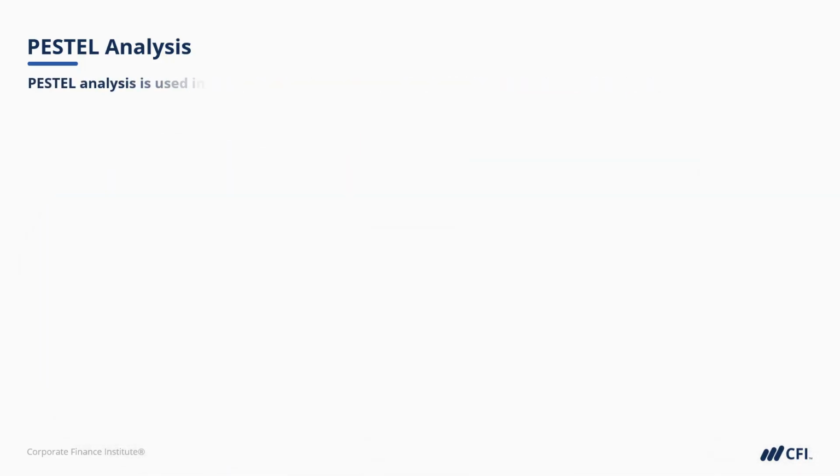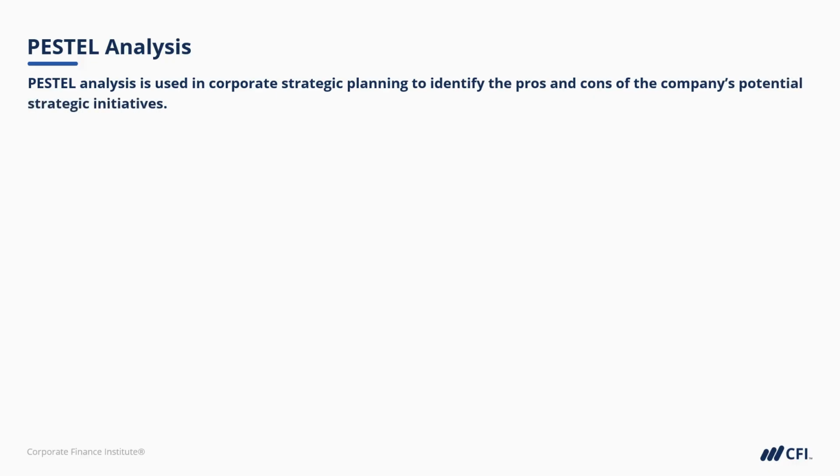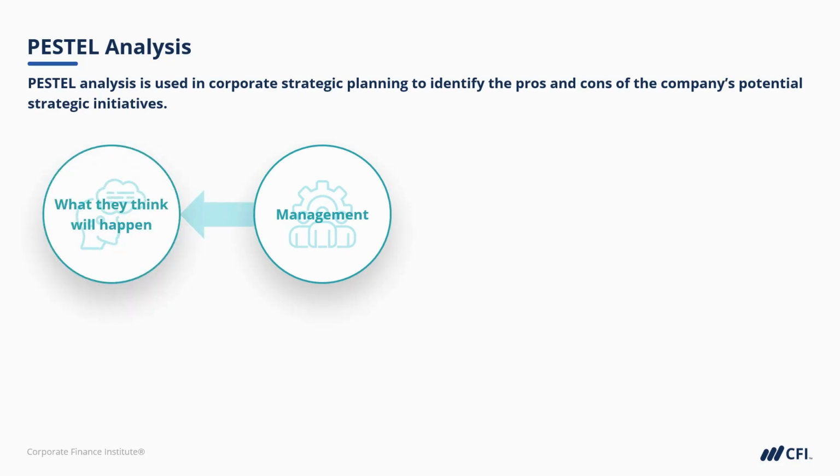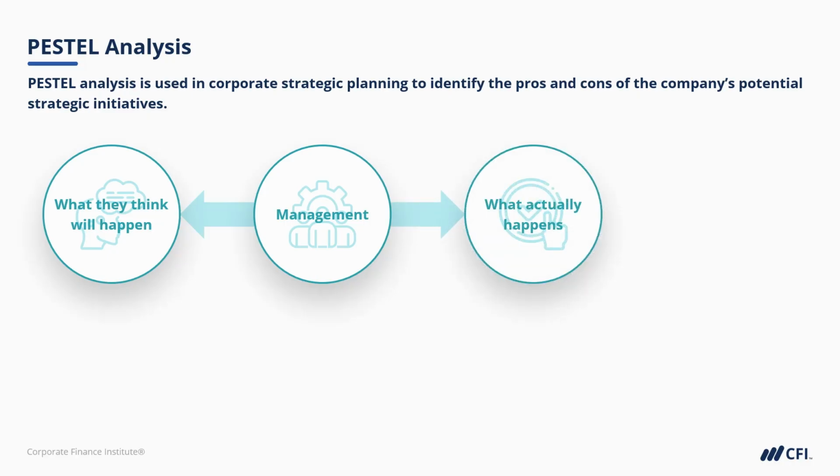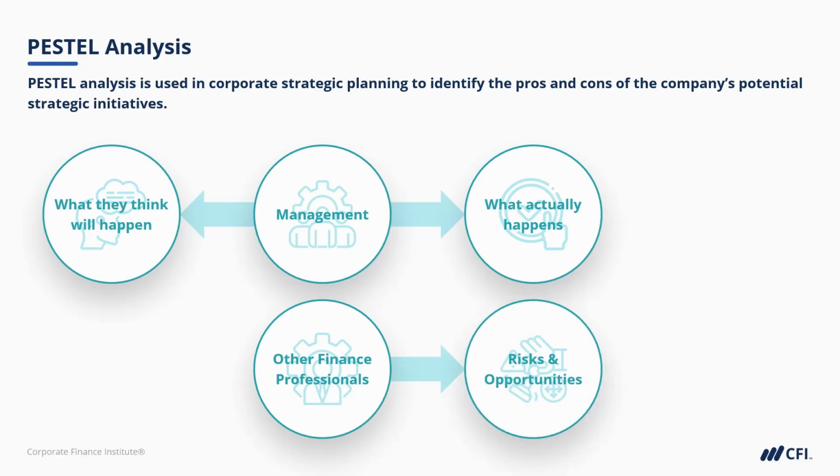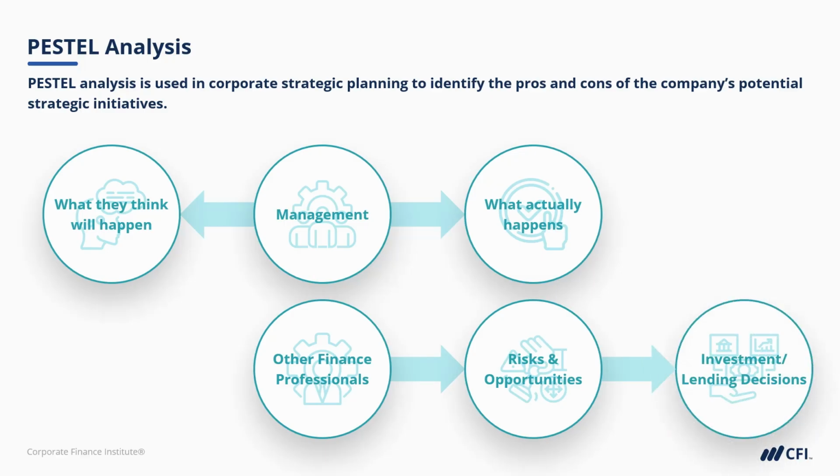It's used in corporate strategic planning to identify pros and cons of the company's potential strategic initiatives. Management may use the framework to both anticipate what they think is going to happen in the external business environment, as well as to react to what actually does unfold. Other types of banking and finance professionals will also use the framework to assess risks and opportunities, but in order to inform investment or lending decisions, as opposed to strategic growth initiatives, as management might. We'll go through each of these 6 factors independently, along with an example.